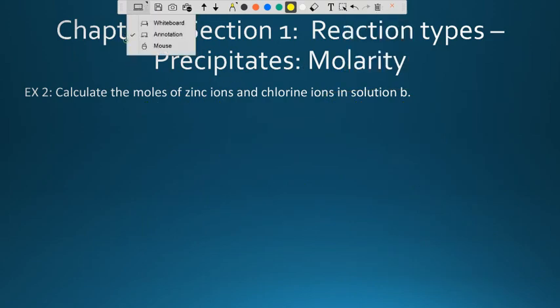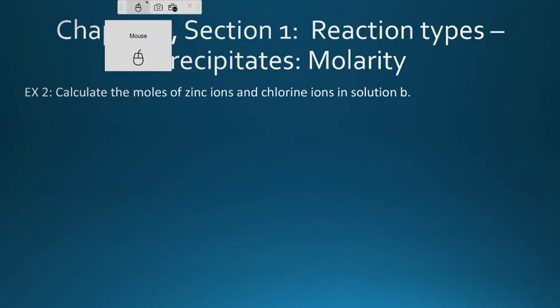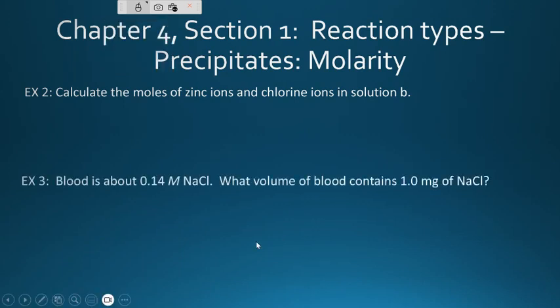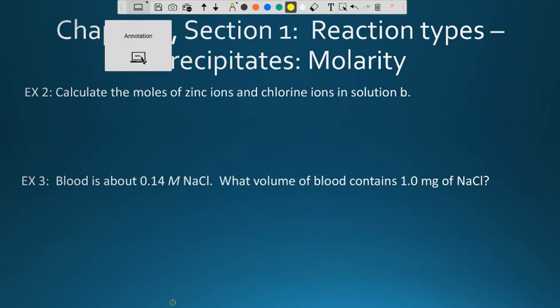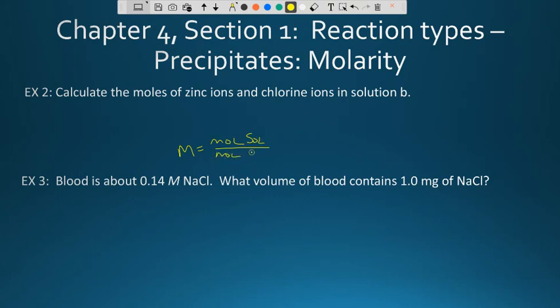Now let's take a look at the next example here, where I see that I have a given concentration of 0.14 molar sodium chloride solution. What volume of blood now can I get from 1.0 milligrams of salt? Now remember what molarity is. Molarity is moles of solute over liters of solution. So what do I need? I need to solve for this.